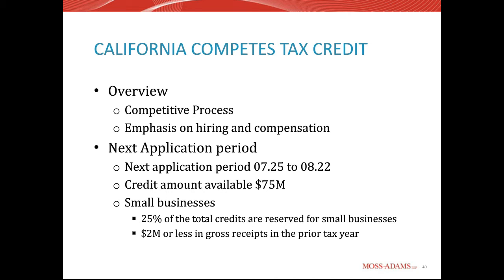The amount of credit allocated to each application period differs each time. So the next application period began yesterday on July 25th, and GoBiz has $75 million in credits it will be awarding in this period. 25% of all credits are reserved for small businesses, which are defined as having $2 million or less in gross receipts in the prior year. These credits can be spread out over 5 years, and any unused credits can be carried forward for 6 years.